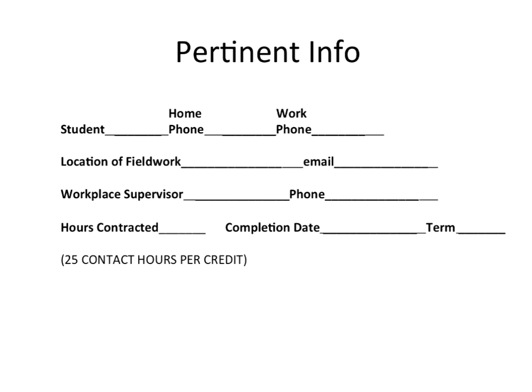You also need to enter your contact hours. Depending upon the program you started in, it could be from 50 to 200 hours. Multiply by 25 the number of credit hours required in order to get your total contact hours. The completion date is when you will complete your hours at the workplace. Please enter your term, such as fall 2012.